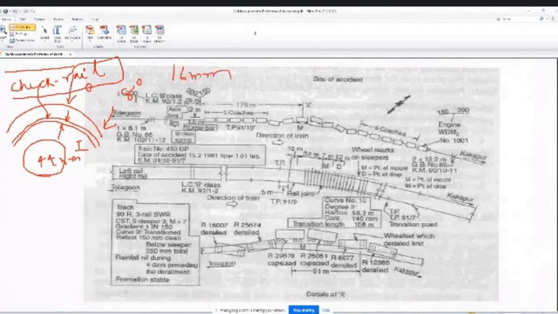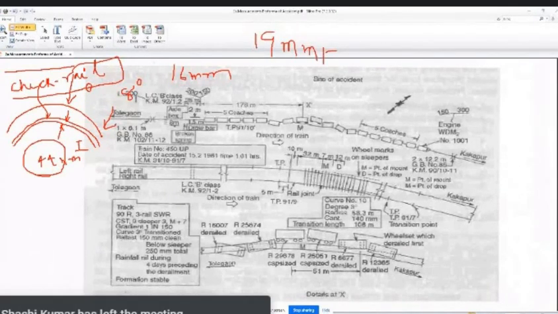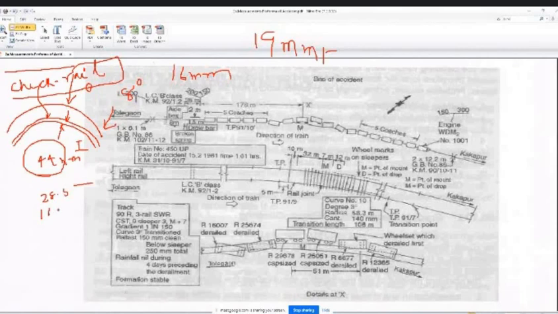Then play 19 mm plus 16 mm flange thickness if you take it. So 28.5 minus 16 mm. So that will be 12.5 one side, another 12.5 one side, flange thickness reduced. So totally 25. If we add 25 here, this will be 44.